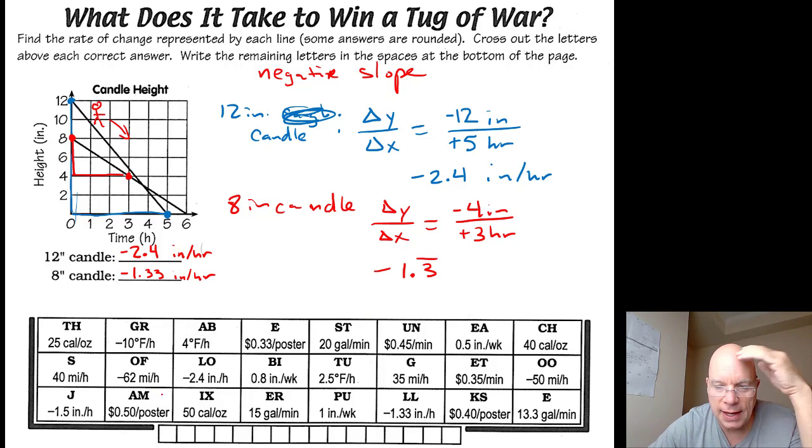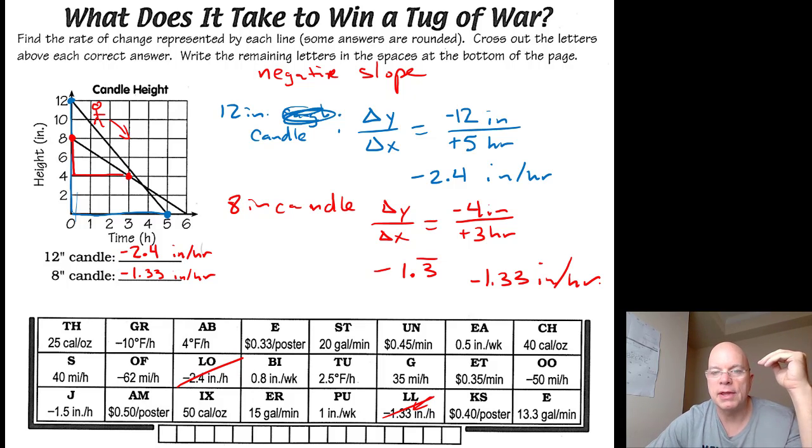So when you're looking at the answer choices, first of all, the negative 2.4 was down here somewhere, I hope. If I did it right, there it is, negative 2.4 inches per hour. Negative 1.3 repeating. You notice here that they decided to round it to the hundredths place, but that's it right there. Negative 1.33 inches per hour for the 8-inch candle.